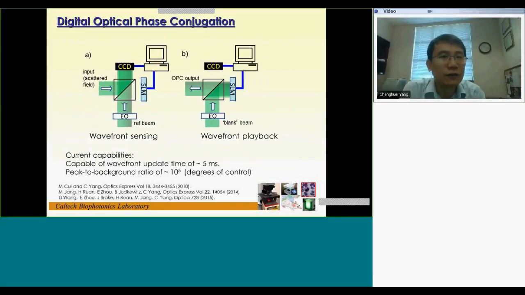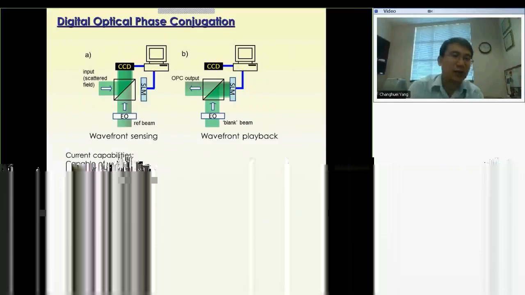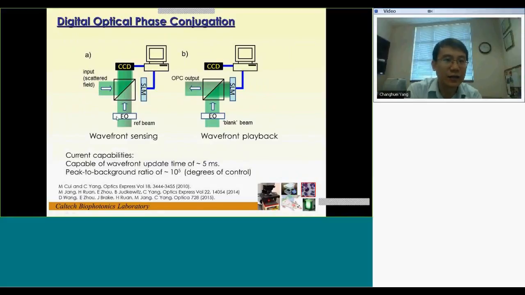To address this, we developed a method called the digital optical phase conjugation approach, by which we can do a much more effective and efficient playback of the conjugate wavefront. So schematically, it's fairly simple. What we do is we simply take the input light field and interferometrically detect its phase front on a CCD camera or any kind of camera.